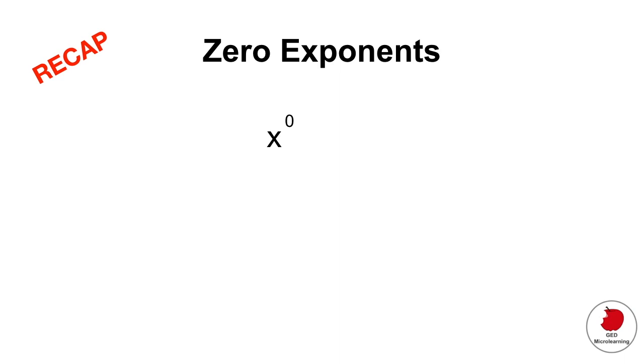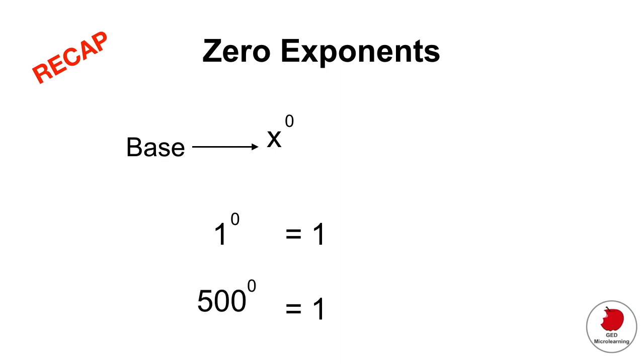Why is the answer 1? Well, this is just basically a rule you have to remember. Whenever you have an exponent, a 0 exponent, right, where you have the base raised to the 0, whether that's 1 raised to the 0, that will be 1, or 500 raised to the 0, that will also be 1. Okay, so that's a rule that you just have to remember.